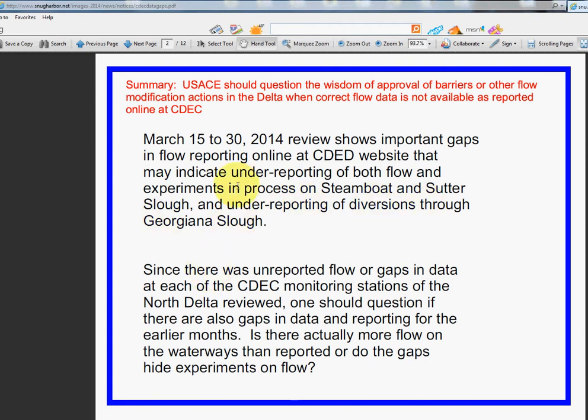So, I will go to the next topic, which is the underreporting of diversions from Georgiana Slough. This one is about the data gaps on Steamboat and Sutter Slough. My question is, since there was unreported flow or gaps in data at each of the CDEC monitoring stations of the North Delta that I reviewed, one should question if there are also gaps in data reporting for the earlier months.